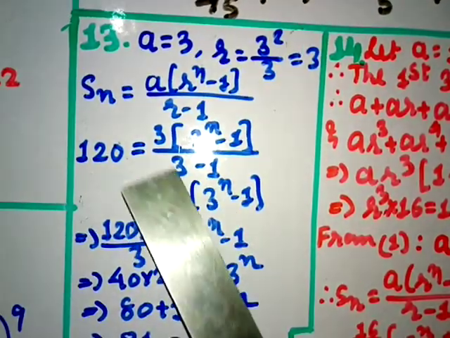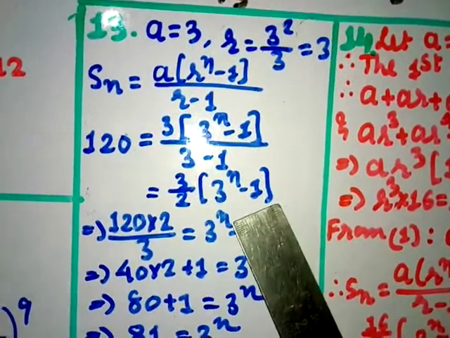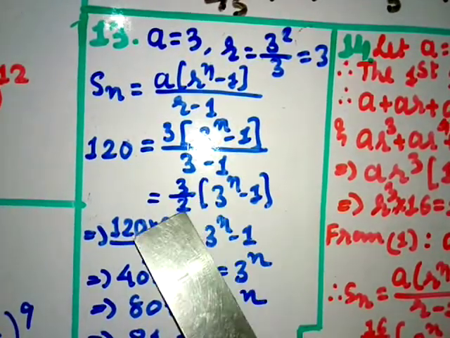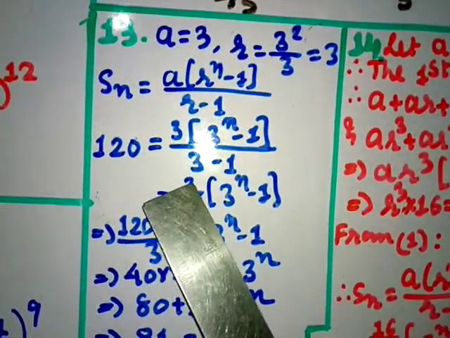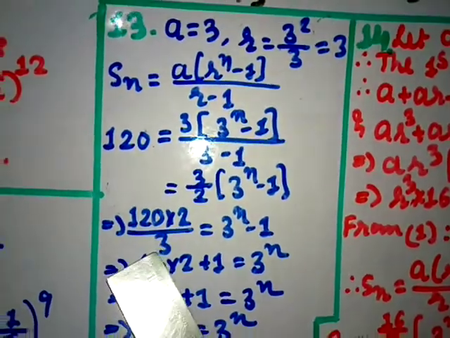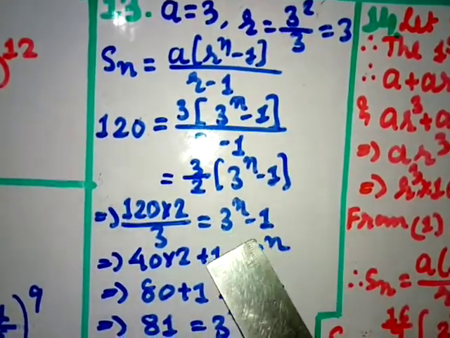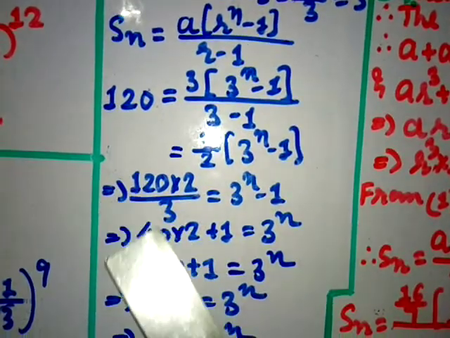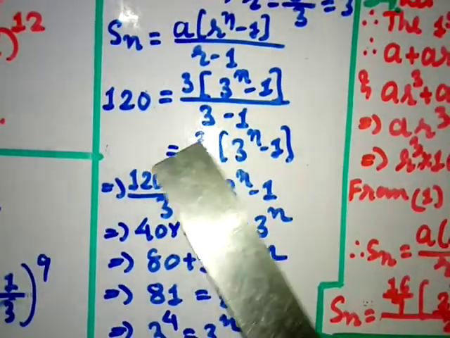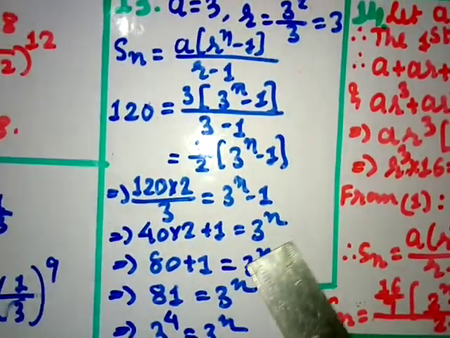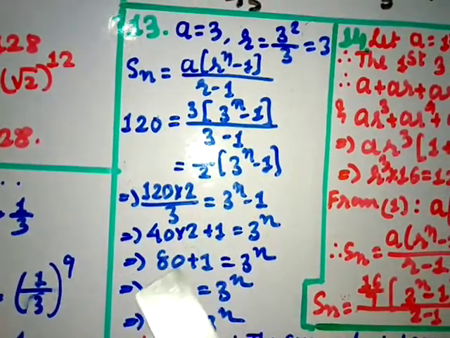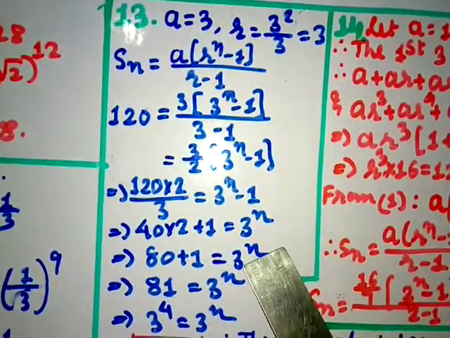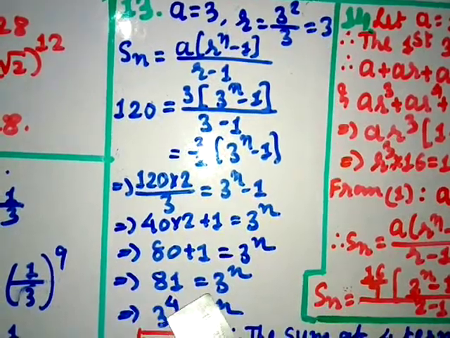So 3 minus 1 is 2, here 3 and 3 power n minus 1, right? Now here 3 minus 1 is 2, this 2 if you transfer it will go in the numerator, and 3 if you transfer it will go in the denominator. And here you get 3 power n minus 1. You can cancel here, so when you cancel, you get 40 into 2, and this minus 1 transfer, so plus 1 equal to 3 power n. So 40 into 2 is 80, plus 1 equal to 3 power n. 80 plus 1 is 81 equal to 3 power n.